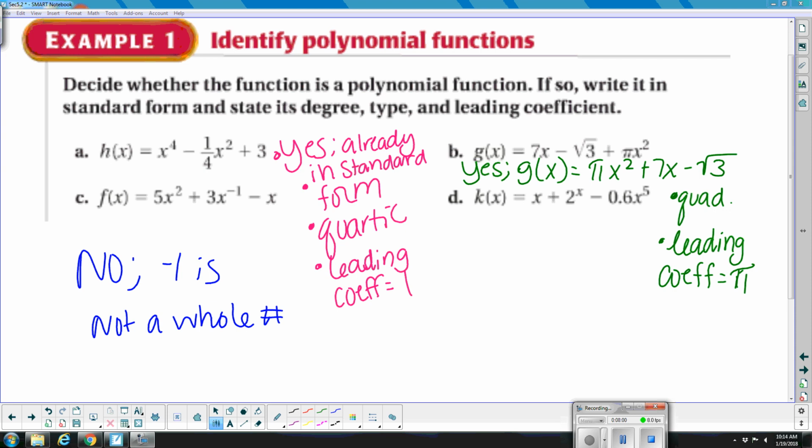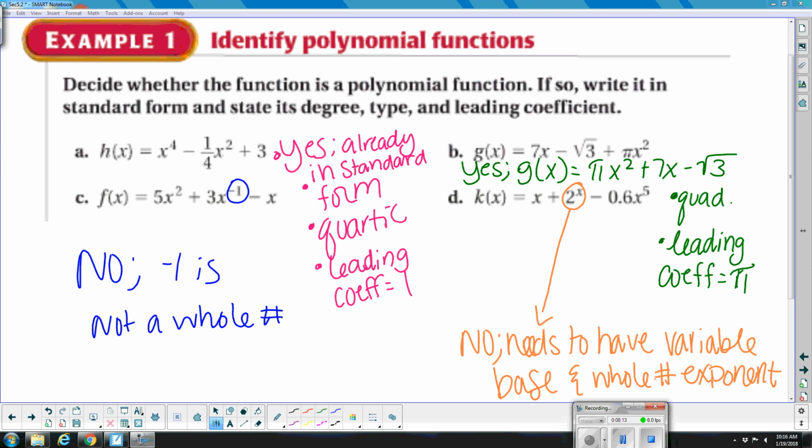The third one is not a polynomial function because of x to the -1. -1 is not a whole number. Therefore, this is not a polynomial function. And then the last one is not a polynomial function because of that 2 to the power of x. In a polynomial function, you need to have the variable as the base and the whole number as the exponent.